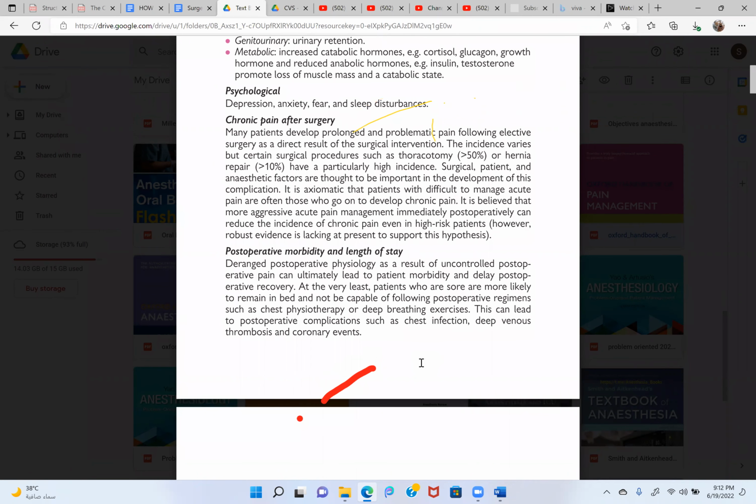You said amputation. Actually, amputation has more of phantom limb. Yes, phantom limb is more common. So phantom limb also, but CPSP is also the most common in amputation.